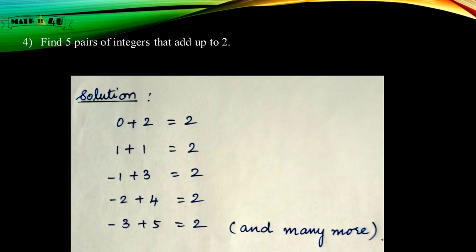Find 5 pairs of integers that add up to 2. There are many solutions for this problem. Let us have 5 pairs now. 0 plus 2 is equal to 2. 1 plus 1 is equal to 2. -1 plus 3 is equal to 2. -2 plus 4 is equal to 2. -3 plus 5 is equal to 2. If one number is positive, another one is negative means subtract. The answer takes the greater number's sign.